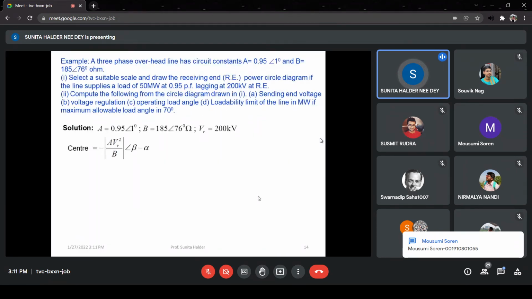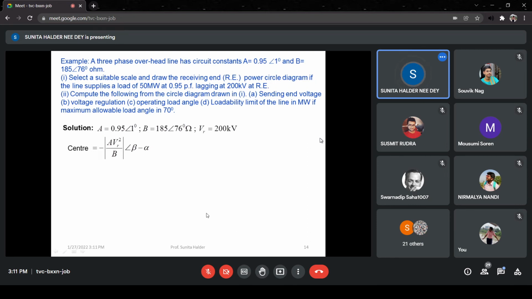Now let us go through one example. My suggestion is I have given only one example with all possibilities of power system operation. You must do it to scale by yourself to understand. A three-phase overhead transmission line with constants A and B is given. Select a suitable scale and draw the receiving end power circle diagram if the line supplies a load of this and this at 20 kilovolt at the receiving end, right?